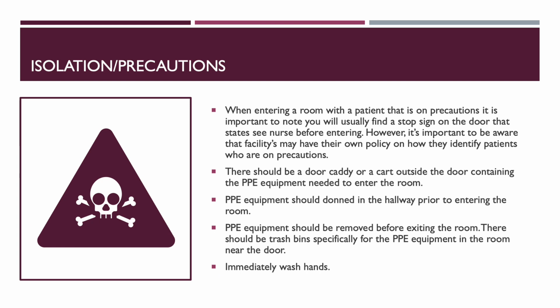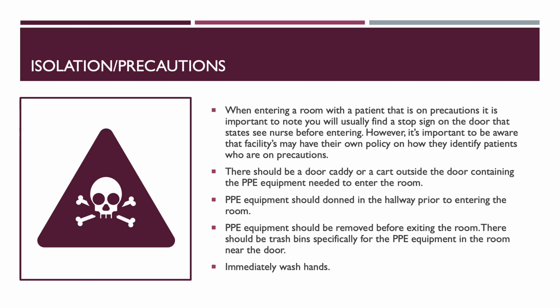Now, when somebody's on isolation precaution, there's a specific way that we need to enter the room and leave the room, and how we put on our PPE equipment and how we take it off. So, when entering a room with a patient that is on precautions, it's going to be extremely important to note that typically what we find is on the door there will be a laminated piece of paper, and it usually has a stop sign on it, and it says "See nurse before entering." That's a huge indication that this person is most likely on isolation precautions, and we need to talk to the nurse before we go in if the nurse hasn't already talked to us.